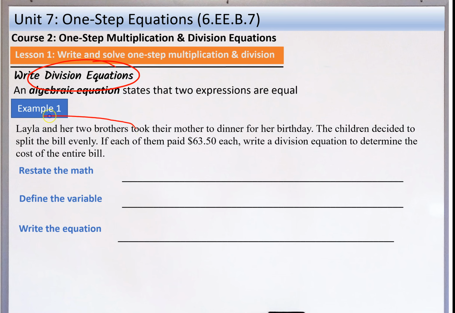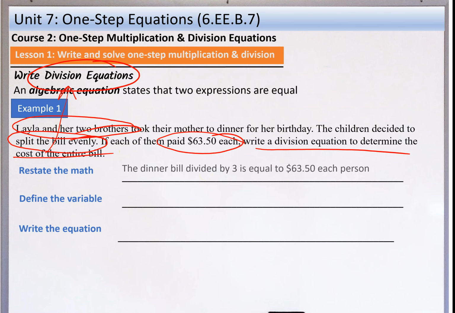So we have Layla and her two brothers took their mother to dinner. They split the bill evenly, which implies division. And each of them paid $63.50. So we're going to write a division equation to determine the cost of the bill. How much was the total bill? So the bill divided by 3 is equal to $63.50. Why 3? Because it was Layla and her two brothers. So 2 plus 1, there are 3 people dividing the bill. And each of them paid $63.50.